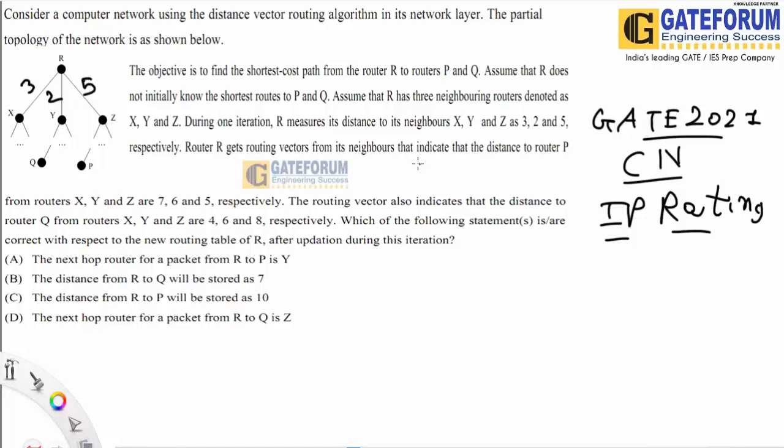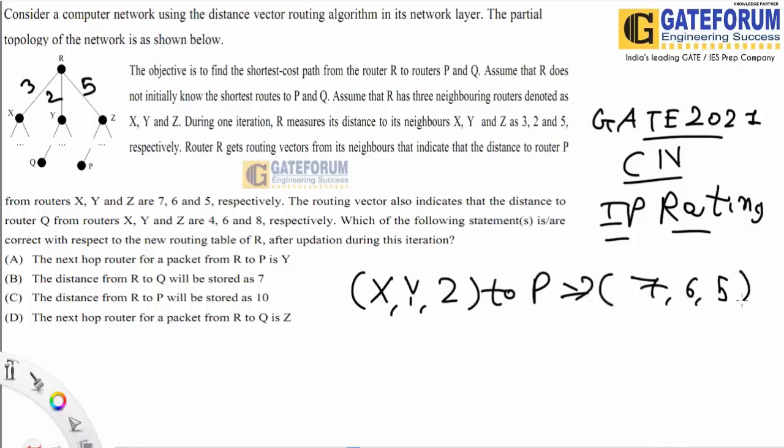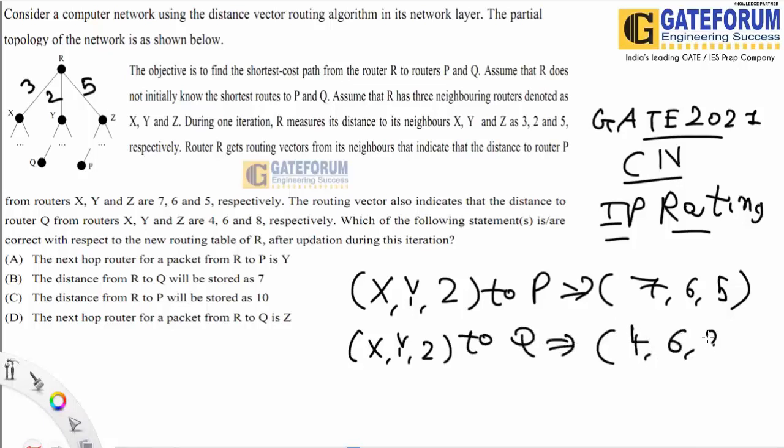Router R gets the routing vectors from the neighbors, which indicate the distance to router P. So from X, Y, Z to P, the distance is given as 7, 6, and 5. Similarly, the routing vector also indicates the distance to router Q from routers X, Y, and Z, which is 4, 6, 8. So X, Y, Z to Q is given as 4, 6, 8.